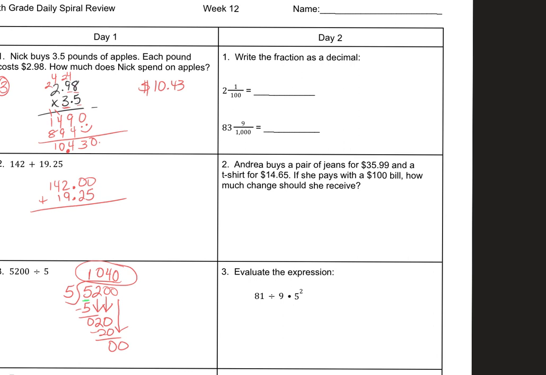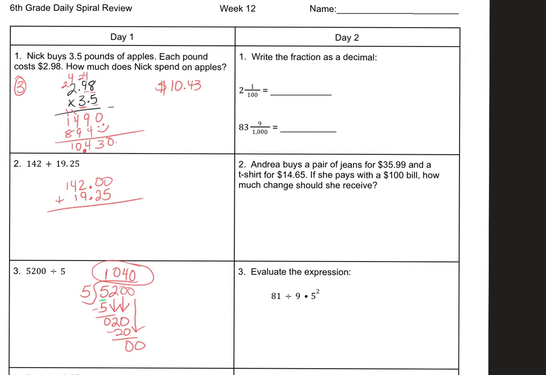Number 1 on day 2. We are to write the fraction as a decimal. Well, the first fraction we see says 2 1/100, so the 2 is definitely a whole number. What we have to do, 2 1/100th. We have to decide what the hundreds place is. Well, if we count decimal places after the decimal, the first one is tenths, the second one is hundredths. Fill in your empty spot.